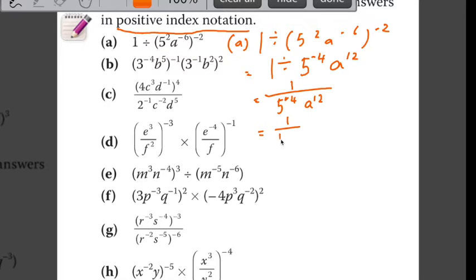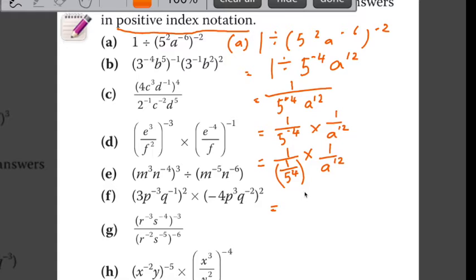So what I can do is split up these two fractions. So this is 1 over the denominator itself. You can ignore this numerator first. Just look at this denominator, 5 to the power negative 4. It just means it's 1 over 5 to the power positive 4, right? Times 1 over a to the power 12. What is 1 over 1 over 5 to the power 4?